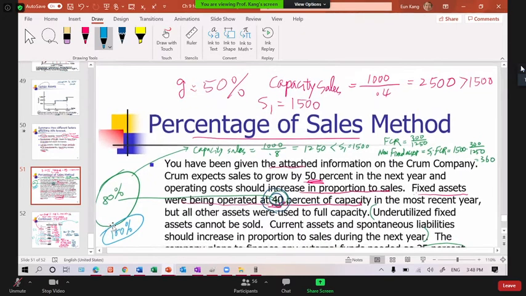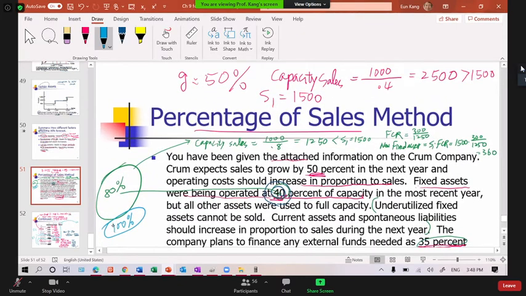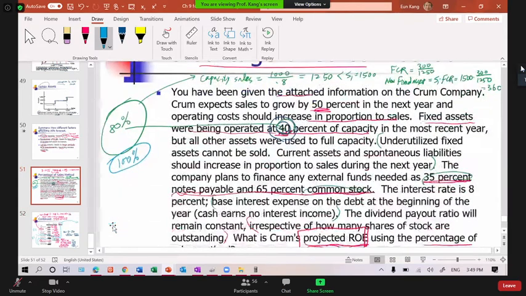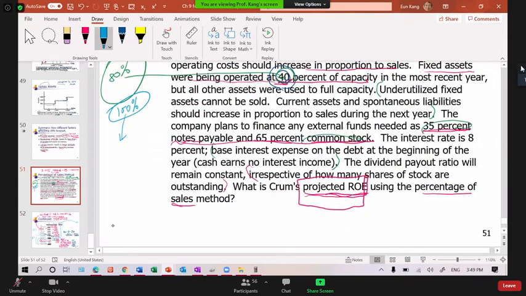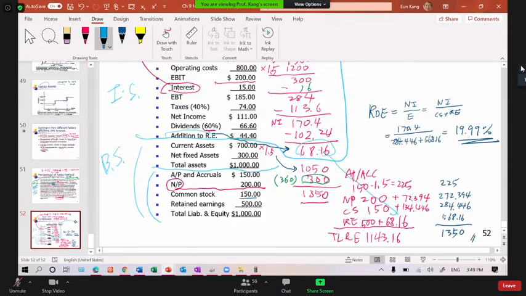Then simply, you don't have to calculate capacity sales. If it is 100%, then all you have to do is net fixed asset times 1 plus G, right? Because if it is 100%, then all the assets grow proportionally with sales. So 50% increase. Then you're at 450, right? So then instead of 360, you write 450 and change all the other numbers accordingly, right?